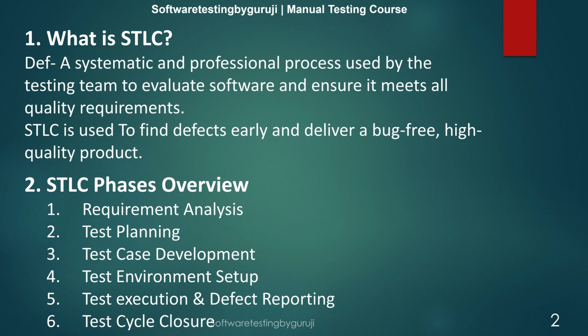So let's start with what is STLC. STLC is a systematic and professional process used by the testing team to evaluate software and ensure it meets all the quality requirements. STLC is used to find defects early and deliver a bug-free, high-quality product. So this is the definition of STLC. Now we will understand the different phases of STLC.